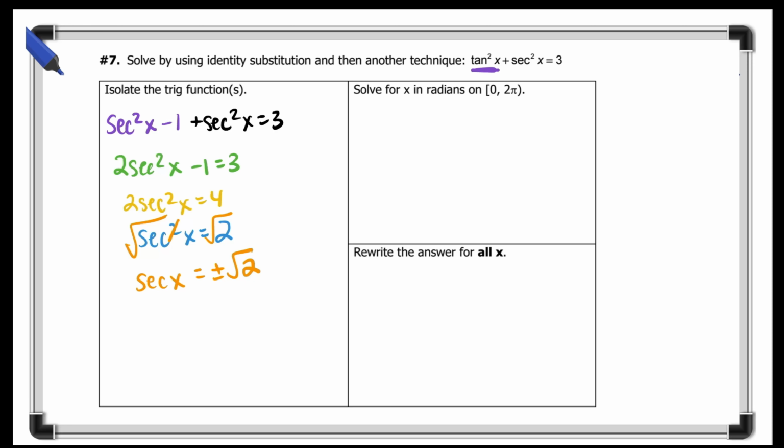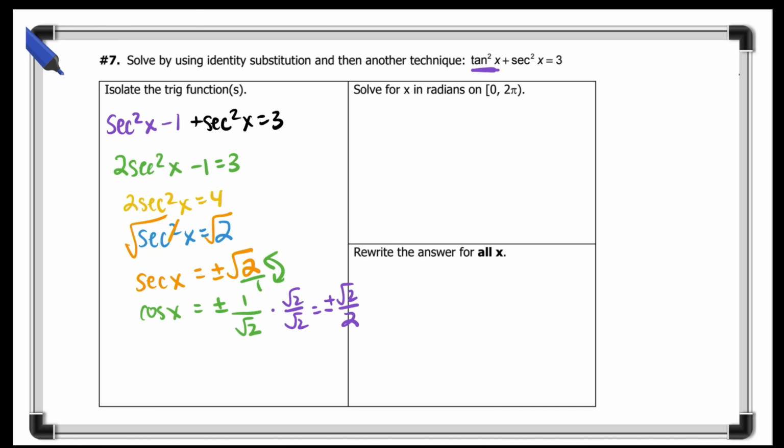So now think about what you have here. We can't figure out secant from a unit circle, but we can figure out cosine, right? Secant is the reciprocal of cosine. So this is cosine of x equals plus or minus, and I would have to flip my fraction. That would get me 1 over square root of 2. If I rationalize this, that would get me plus or minus square root of 2 over 2. I know that that's on my unit circle.